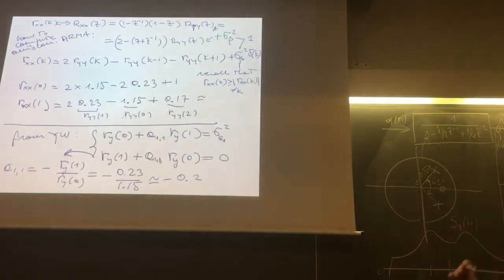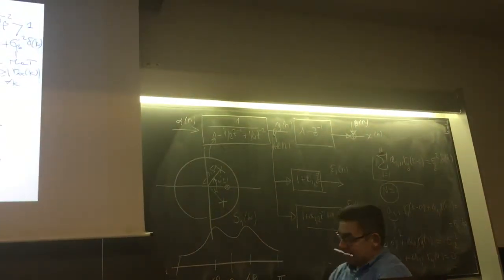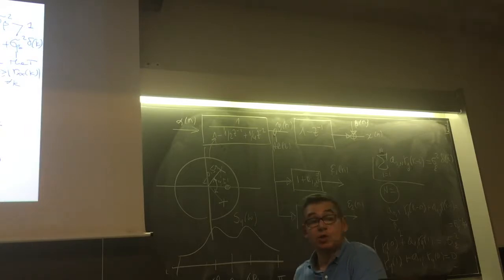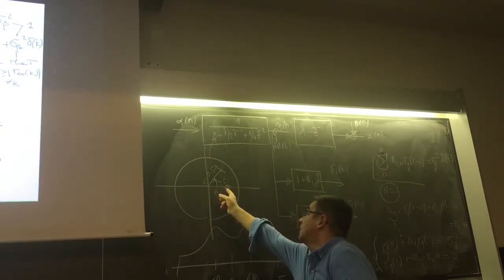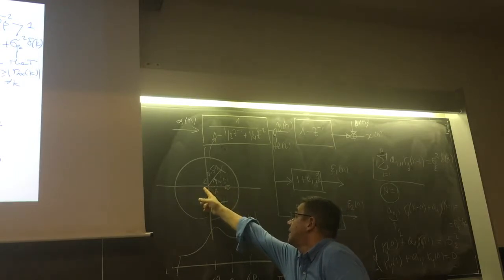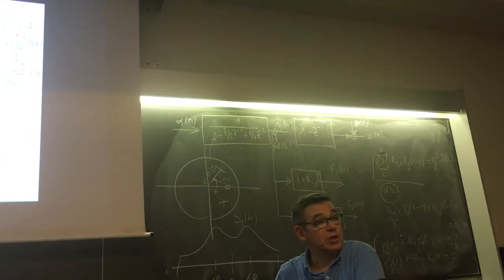That means that in this case, the zero, which is not sufficient to compensate for the two poles, is not here, but it tries to be there. It's close to the circle because it's 0.2. So a zero at 0.2 is not really influencing much.